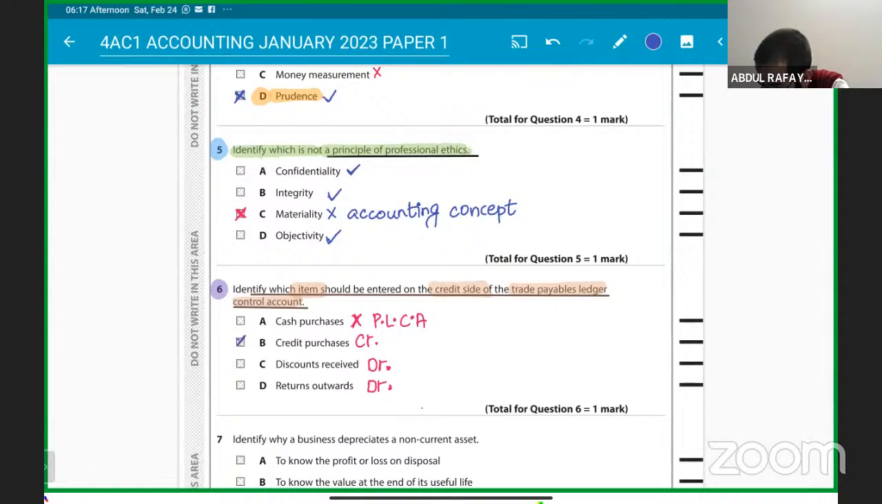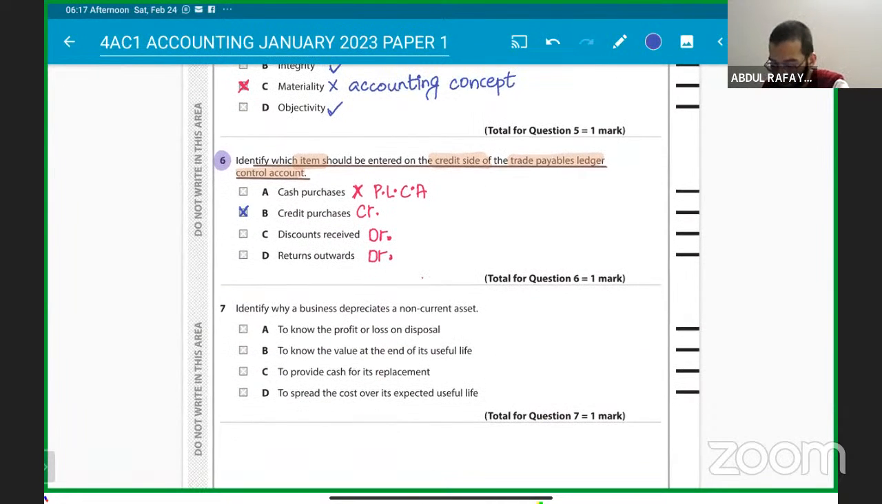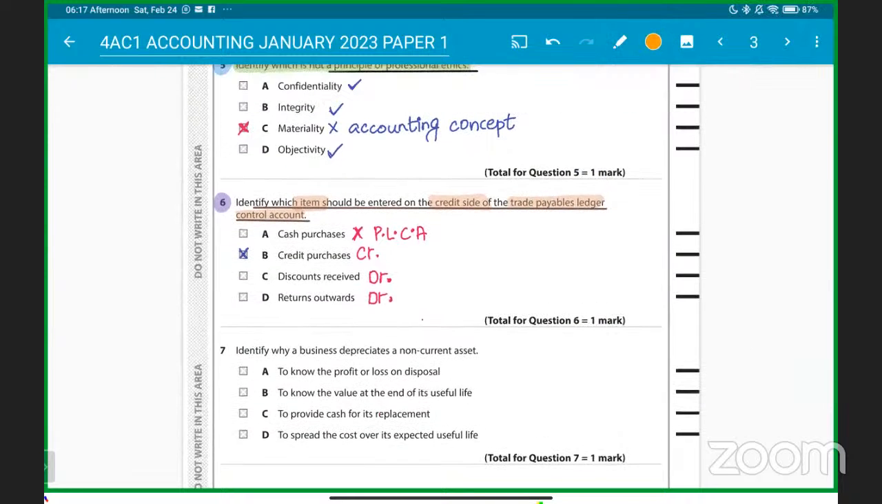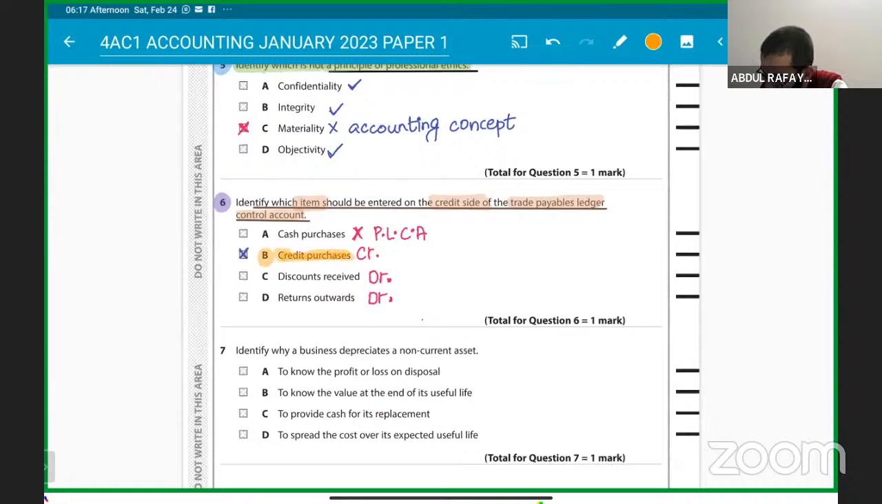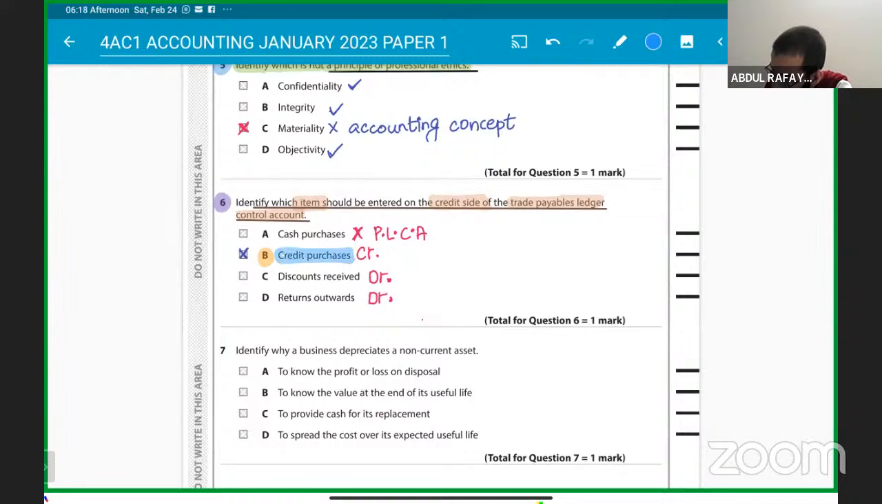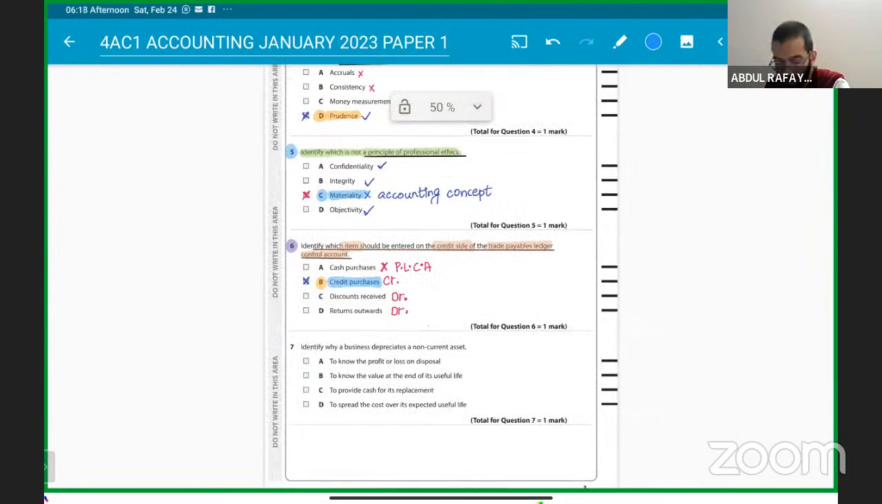Question 6 is complete with explanation. 6B is the answer. Moving forward, let's see if you can do question 7. I'll give you a couple of minutes to think about it and let me know the answer. Options: materiality and money measurement. Think about question number 7.